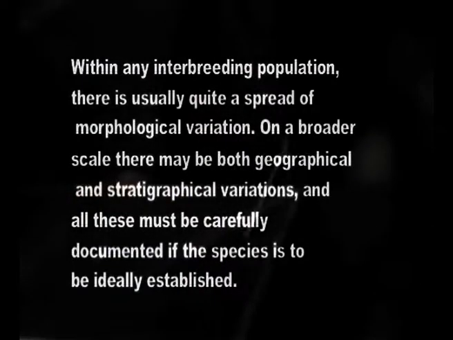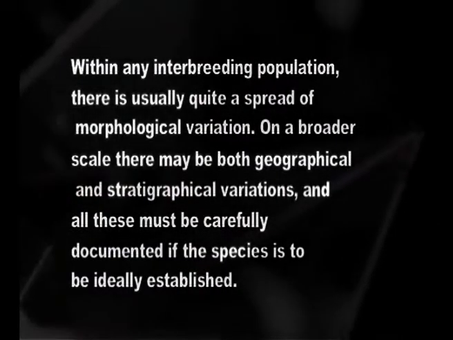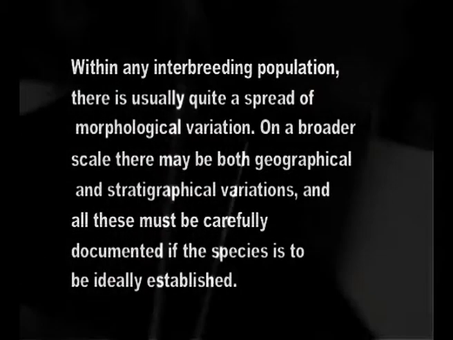A careful examination and documentation of all the anatomical features of the fossils has to be the main guide in establishing that one species is different from a related species. In rare cases, this can be supplemented by a comparison of the chemistry of the shell, as has proved especially useful in the erection of higher taxonomic categories. Within any interbreeding population, there is usually quite a spread of the morphological variation.